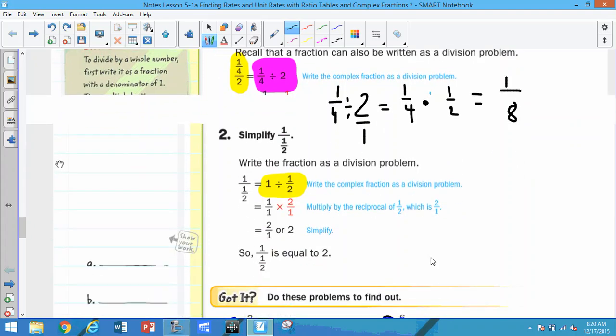Okay? And the same thing here. You have that 1 divided by 1/2. So it becomes 1 over 1 times, and then you take the reciprocal of 1/2, and that becomes 2 over 1. And when you multiply that, 1 times 2 is 2, and 1 times 1 is 1. So that equals 2. Okay?